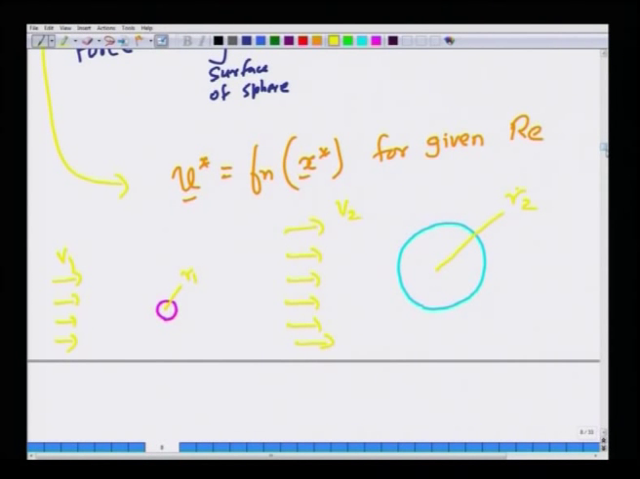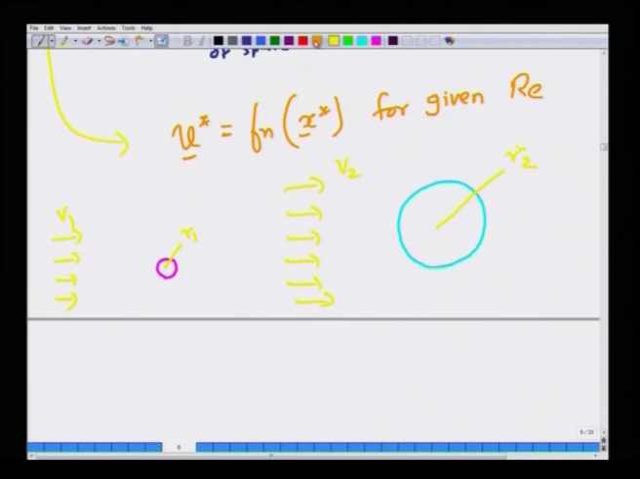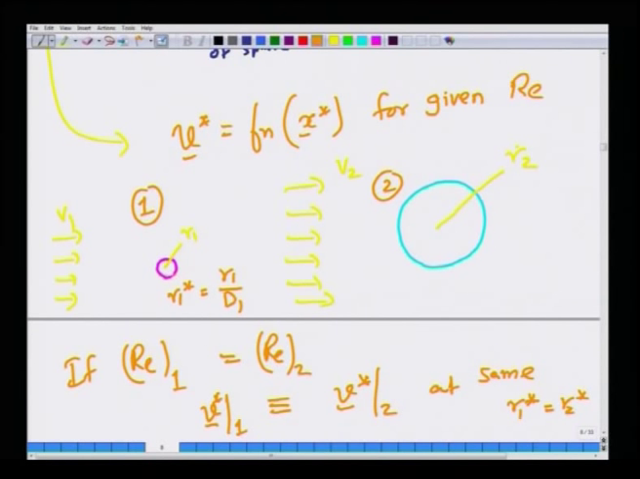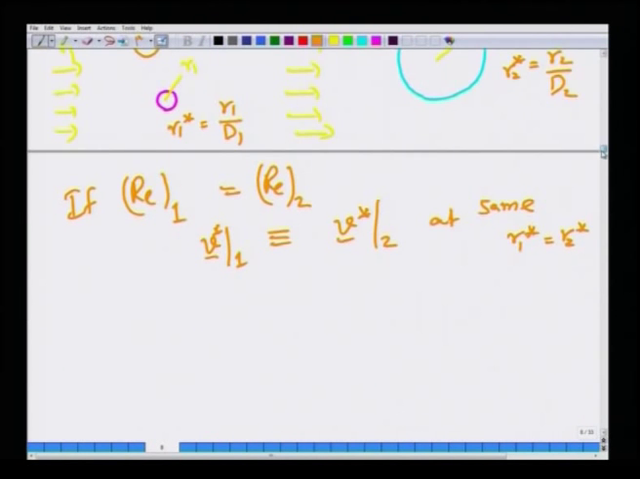Now, if the Reynolds number is the same for these two problems, if Re for system 1 is the same as Re for system 2, then the non-dimensional velocity for system 1 will be identically equal to the non-dimensional velocity for system 2 at the same non-dimensional distance r star, that is, r 1 star is r 2 star. R 1 star is nothing but r 1 divided by d 1, the diameter of the tiny sphere. R 2 star is nothing but r 2 divided by the diameter of the bigger sphere. If you ensure that r 1 star is r 2 star, then the non-dimensional velocity at a given non-dimensional position is the same if the Reynolds number is the same.